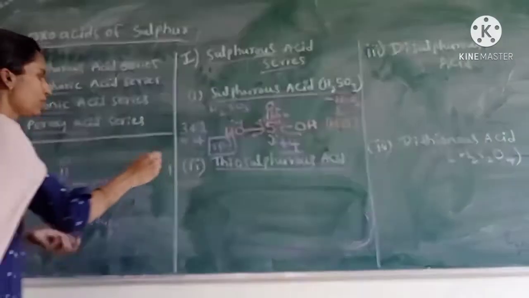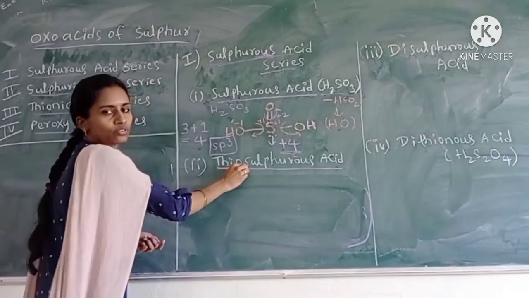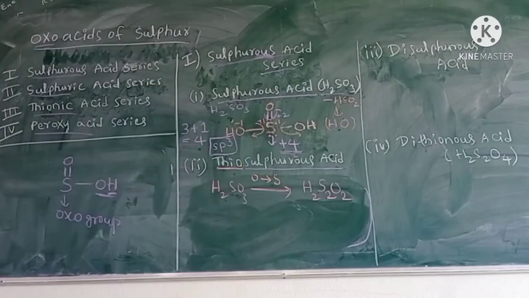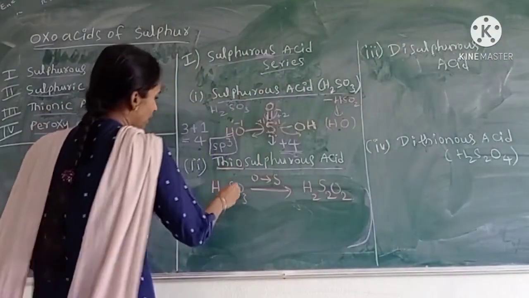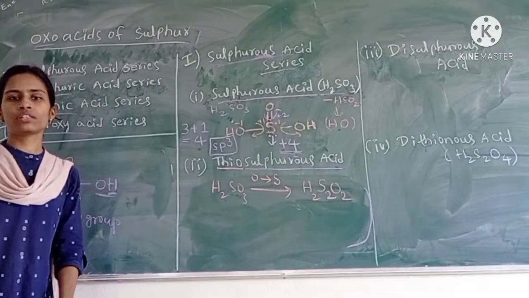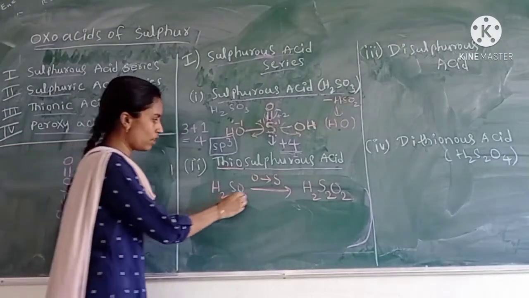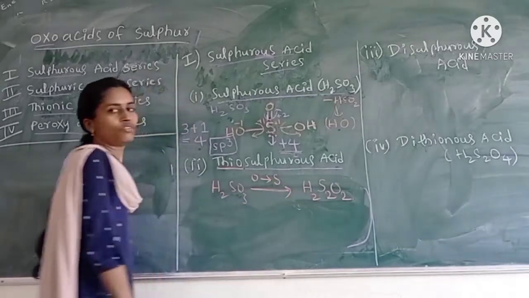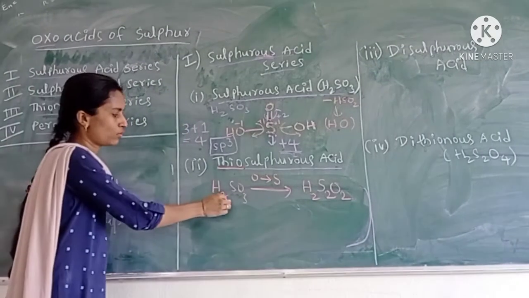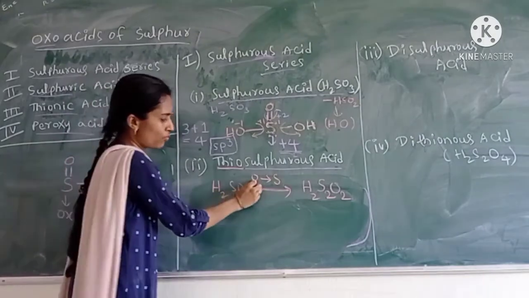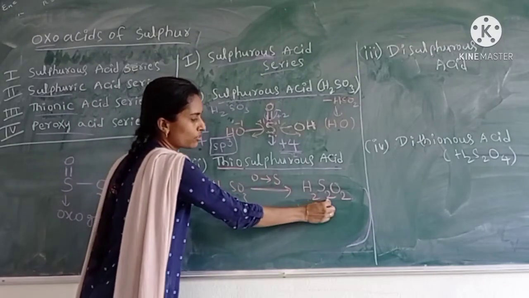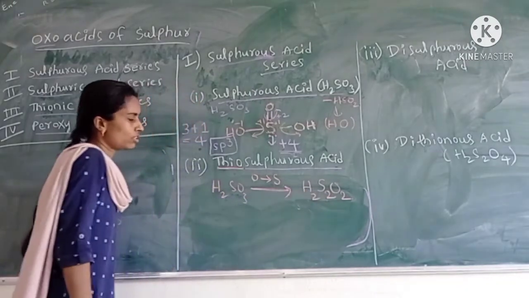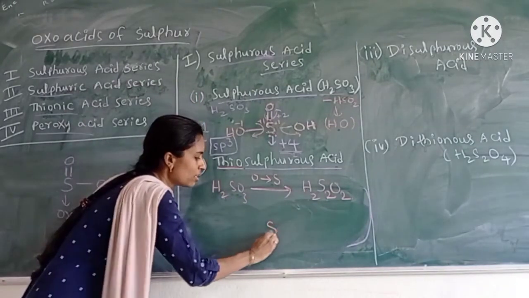So thiosulfurous acid, thio means sulfur, you know. So just in H2SO3, if you replace... okay, let us write the thiosulfurous acid structure. If you remove one oxygen by sulfur, you will get the thiosulfurous acid formula. So H2SO3 is sulfurous acid, and if you remove one oxygen by sulfur, H2S2O2. So if you write the structure, just put the sulfur at the center.